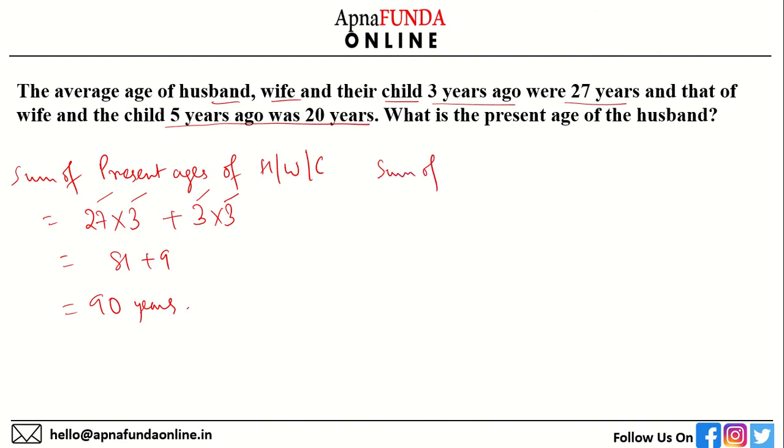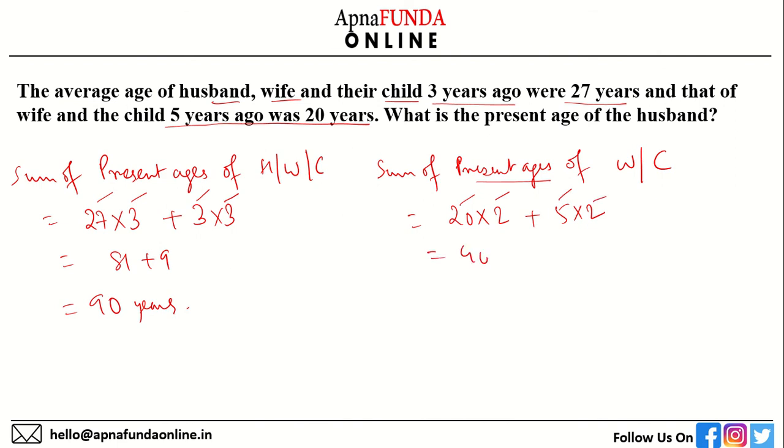Similarly, the second line says the average age of the wife and the child 5 years ago was 20. In a similar way, let us find the sum of the present ages of wife and child. 5 years ago, their average was 20 years, so 20 years into 2. But since that was 5 years ago and we need the present age, we add 5 years into 2. This is 40 plus 10, which equals 50 years.